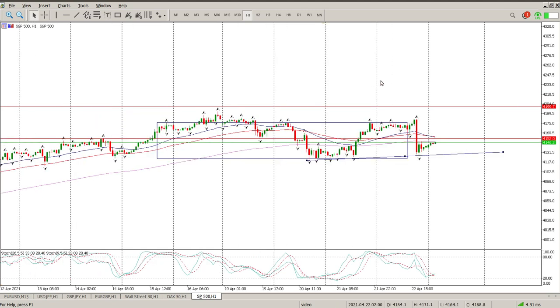Okay, so that's it for me today. Nothing much there, but what I am doing is looking at the Forex. There are a few Forex pairs, specifically the pound and the dollar, that I'll be looking at. So that's where my focus will be today.